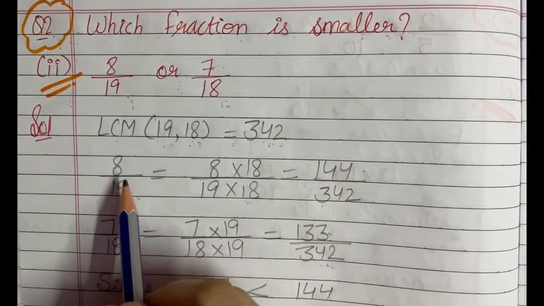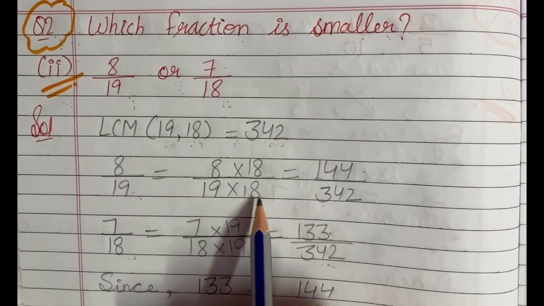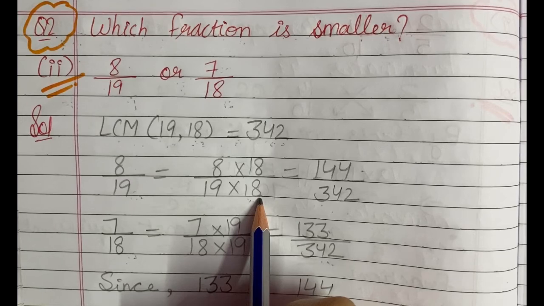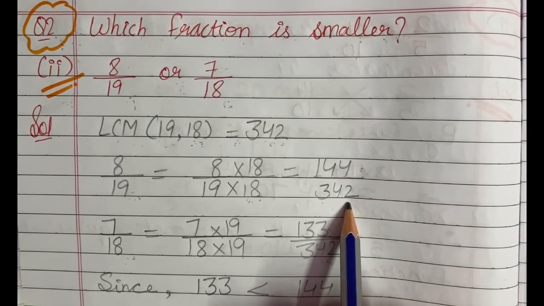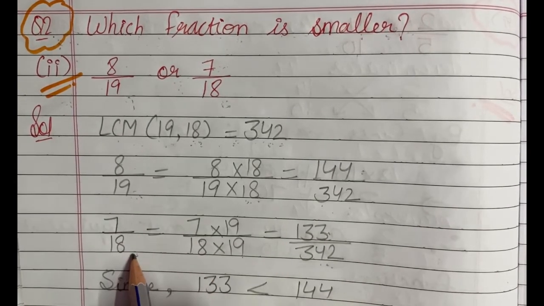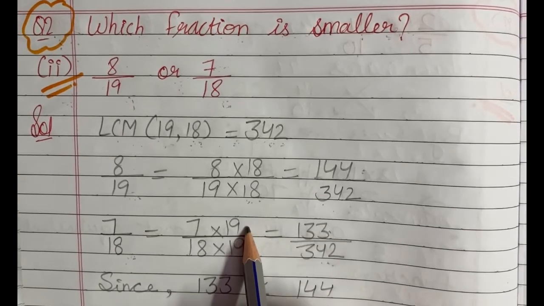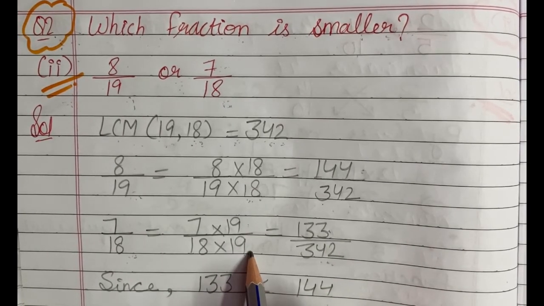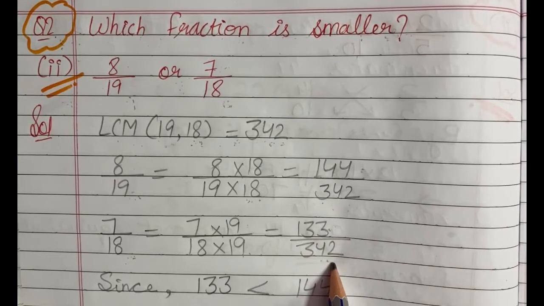Now, in the above fractions, we will make the denominators as 342. So, we will multiply and divide 8 by 19 by 18. And on doing so, we will get 144 by 342. And the second fraction, that is 7 by 18, this fraction we will multiply and divide by 19. And on doing so, we will get 133 by 342.